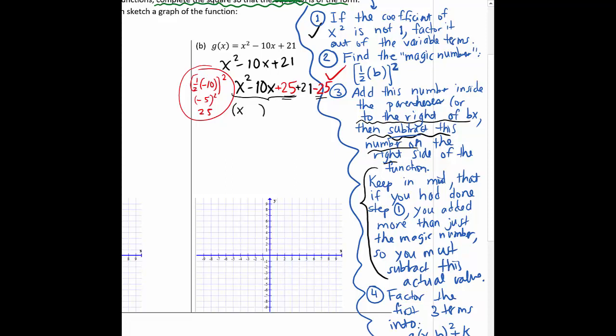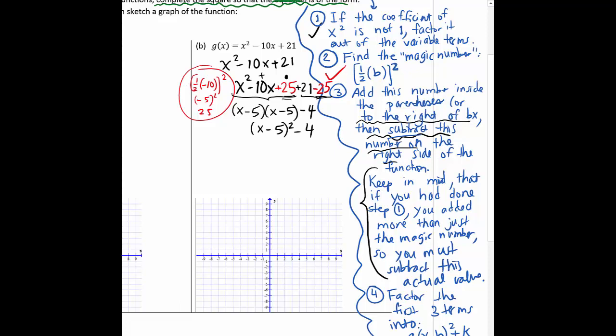Because if you factor that, you're thinking, okay, that's x minus, I don't know, what multiplies to 25 but adds up to negative 10? Negative 5 and negative 5. And then you can combine the terms on the right. The 21 and the negative 25 make negative 24. And since those two factors are the same, I'm going to write it as x minus 5 squared minus 4.